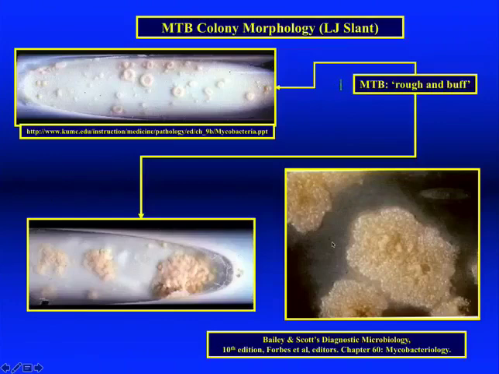For boards, MTB is no photochromogen or scotochromogen as some of those non-tuberculous mycobacteria are. MTB is rough and buff. It's boring. It's pretty much rough because it's not very smooth. It's globulated. And buff means cream colored. It doesn't have the beautiful pigments of the photochromogens, Mycobacterium marinum, or the scotochromogens.